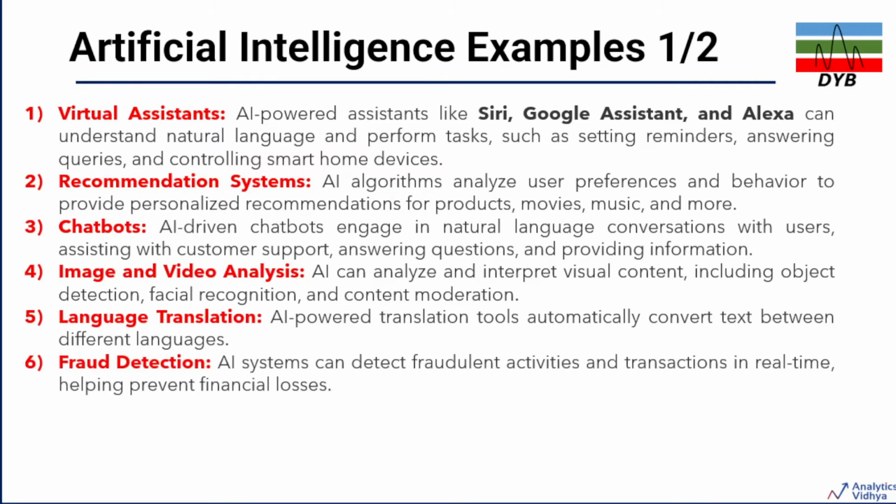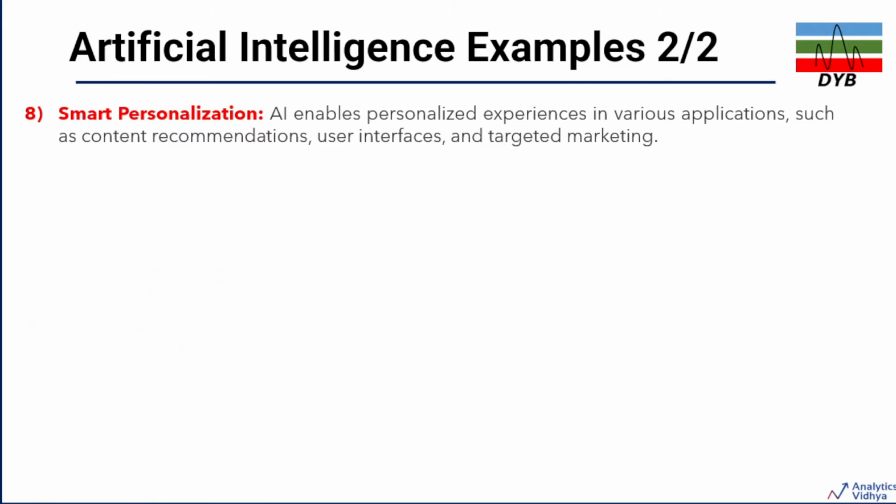Fraud detection: AI systems detect fraudulent activities like transactions in real time. So if there is a spike in the transactions, automatically you will receive a call from the bank, saying that a big activity has been done in your account. Also smart personalization: AI enables personalized experiences in various applications such as content recommendation, user interface, and targeted marketing.